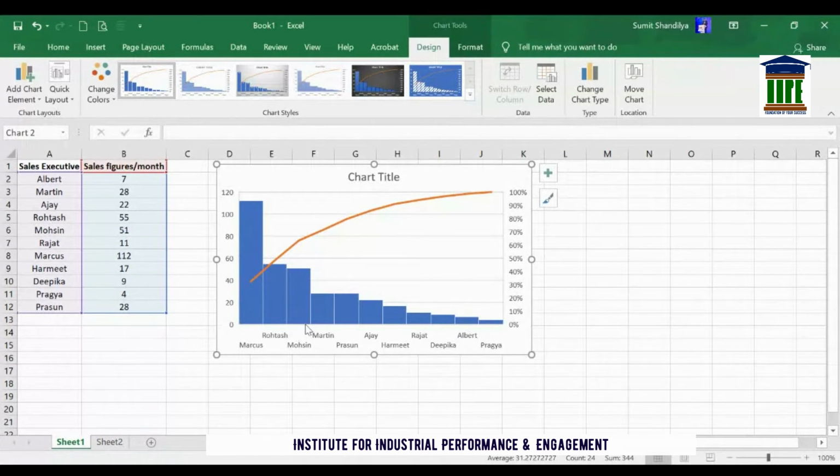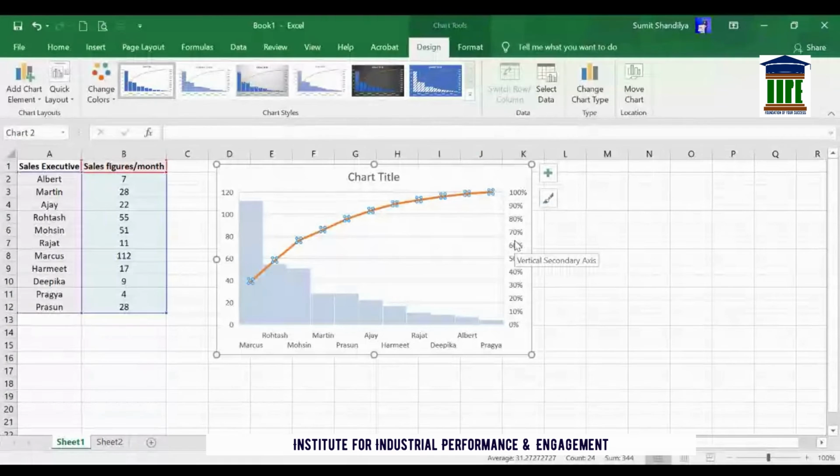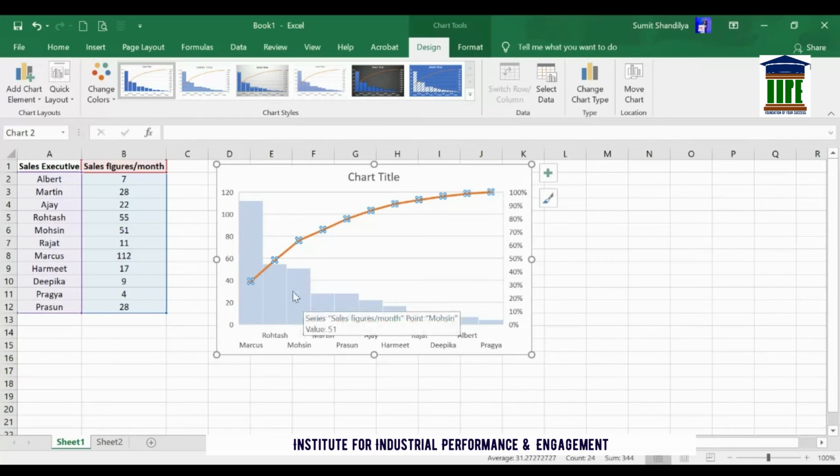Now, one more important thing which I am able to get through this Pareto diagram is the cumulative contribution. Now, as you can see, if I look till Mohsen, around 65% of cumulative addition is there. Now, this gives me an important insight with this data. It states that 65% of the entire sales in the organization are solely being contributed by Marcus, Rohtash and Mohsen.